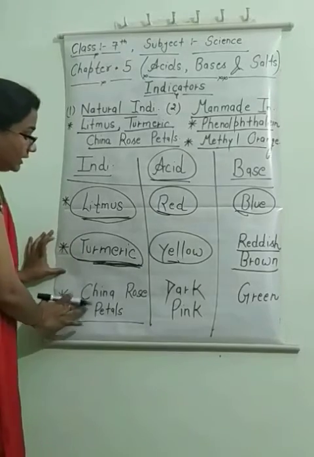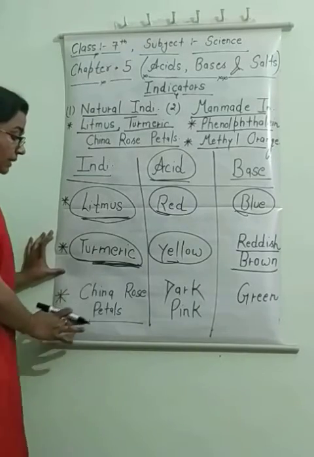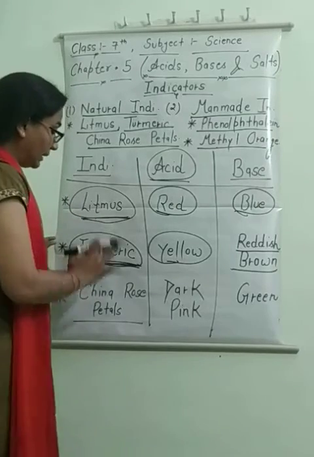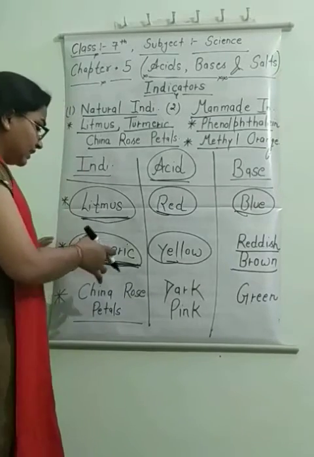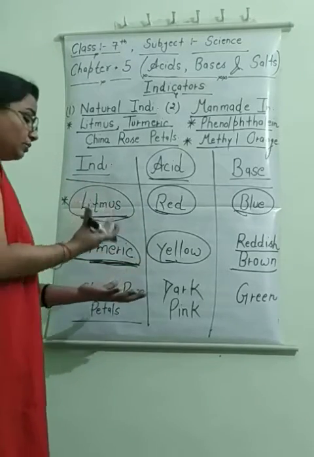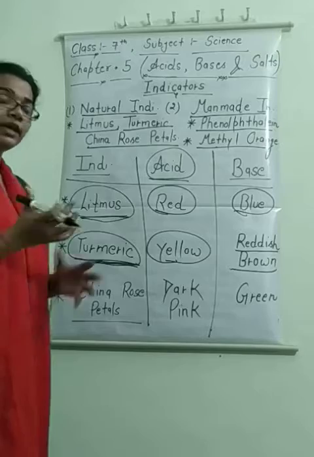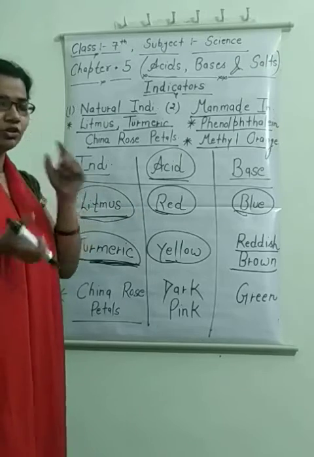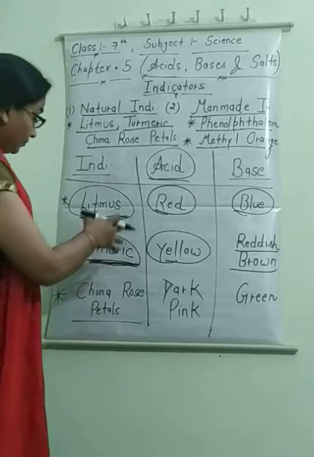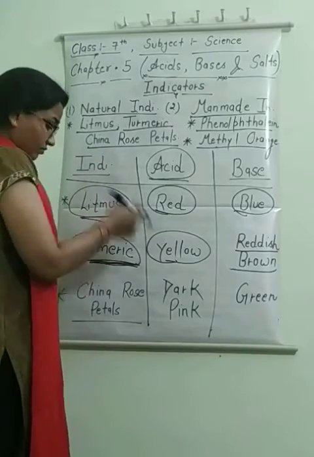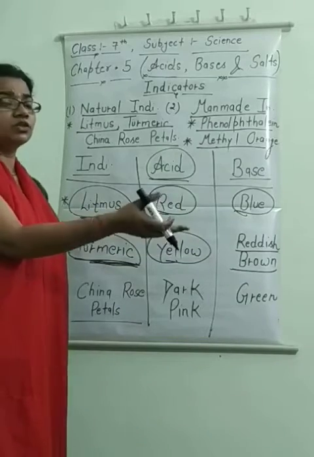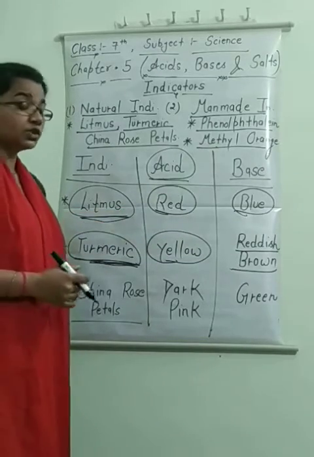Now, the third natural indicator is China rose petals. China rose means gudhal. Okay? So the scene is, when we put China rose petals in warm water, then normally it gives purple color. We get a purple solution or a light pink solution, or the first shade of purple solution. So definitely our aim is the same. We just want to know the acidic or basic nature of any solution or substance.